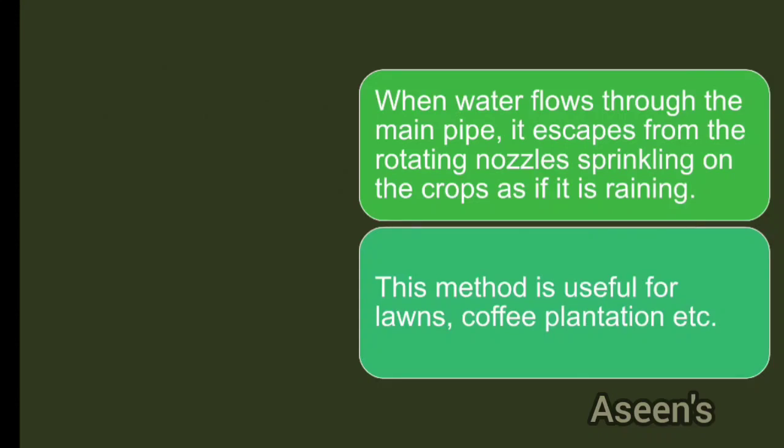When water flows through the main pipe, it escapes from the rotating nozzle, sprinkling on the crops as if it is raining. So this is how the sprinkler works. It's sprinkling water throughout the field or the land wherever you have connected the sprinklers. So it feels as if it's raining all around. This method is useful for lawns, coffee plantations, etc.